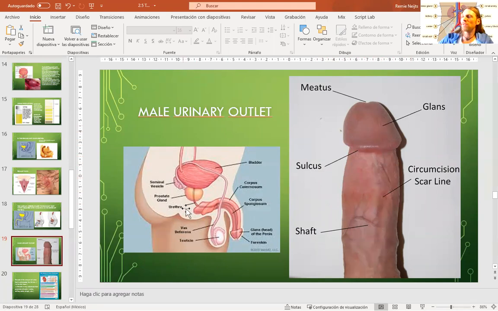Okay. So here you can see on the schematic picture the urethra, the bladder and the ureters. The testicles and so on we will talk about in the reproductive system as well.